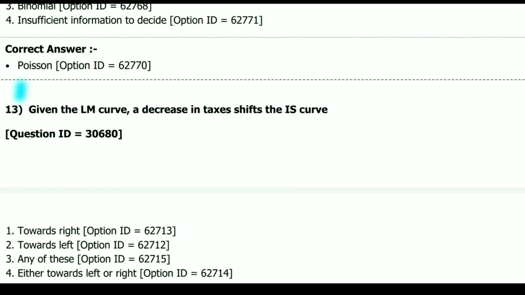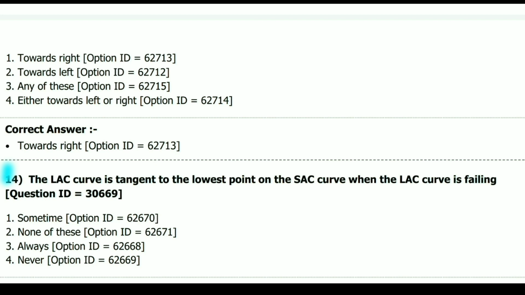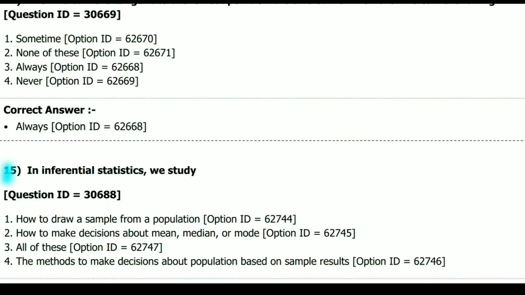Next, given the LM curve, a decrease in taxes shifts the IS curve. Options: towards right, towards left, any of these, either towards left or right. The answer is towards right. Next, the LAC curve is tangent to the lowest point on the SAC curve when the LAC curve is falling. Options: sometimes, none of these, always, never. The answer is never.